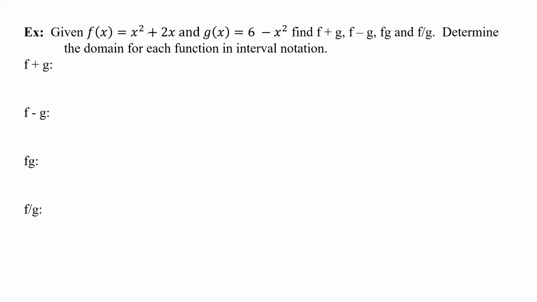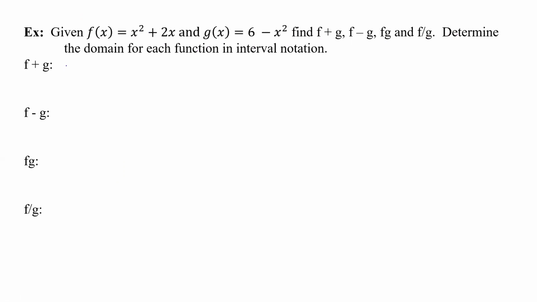All right, so here we're given f of x is equal to x squared plus 2x, and that g of x is 6 minus x squared. And so what we want to do is find f plus g, f minus g, f times g, and f divided by g. And we need to be sure to determine the domain for each function and put that in interval notation.